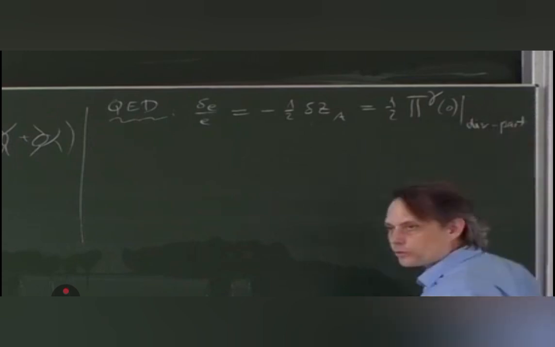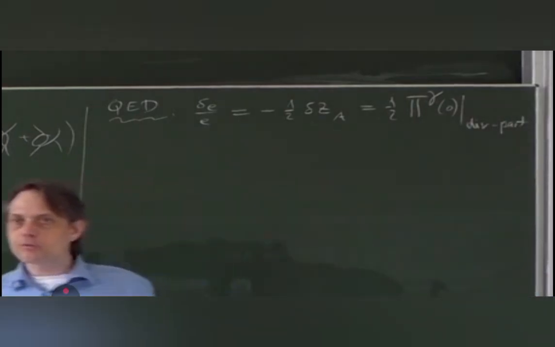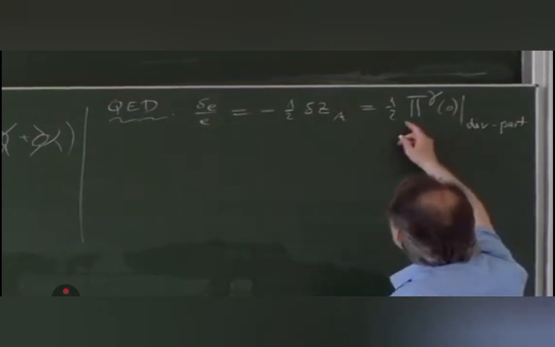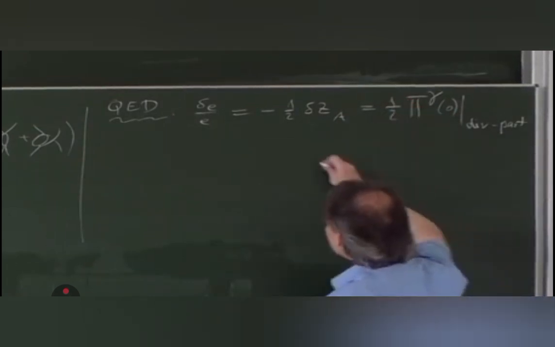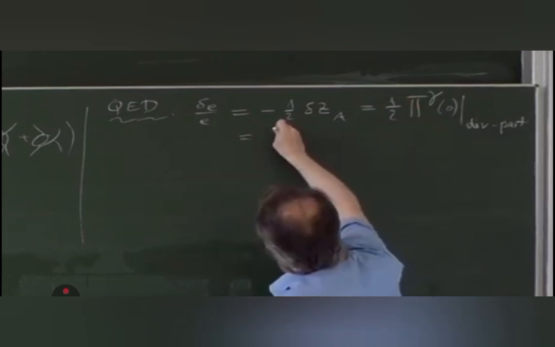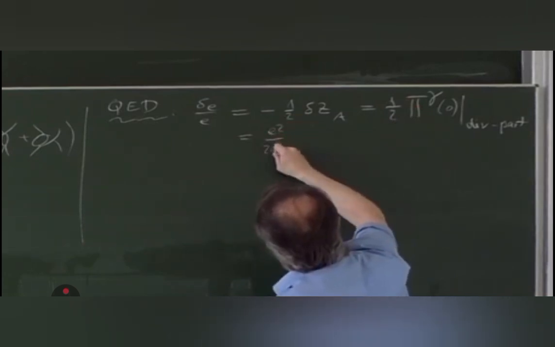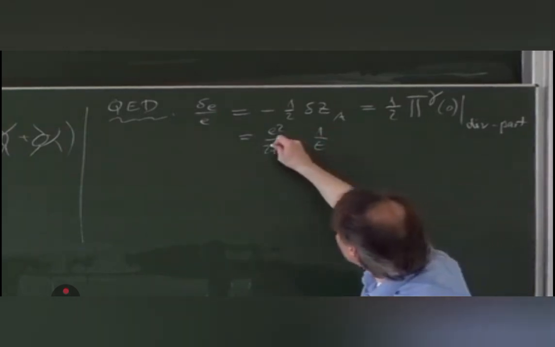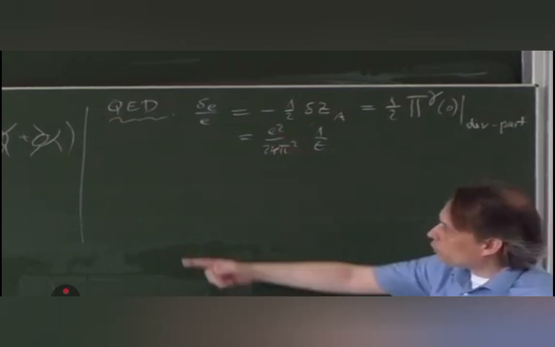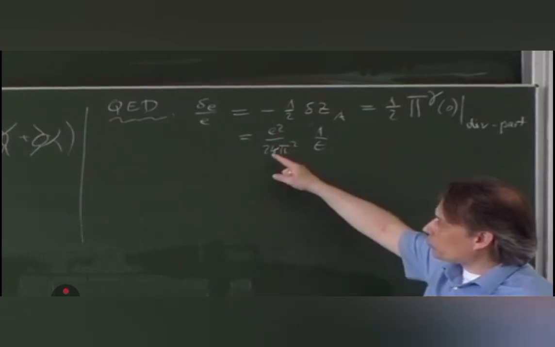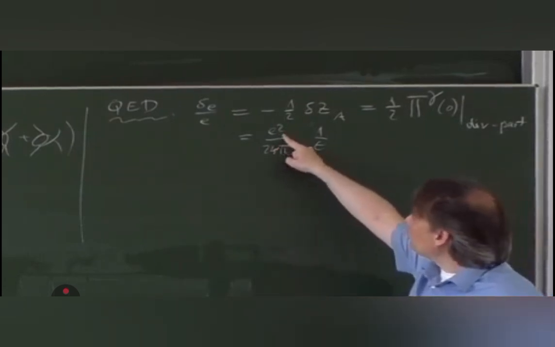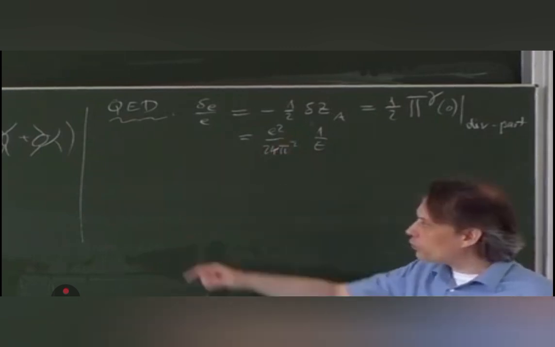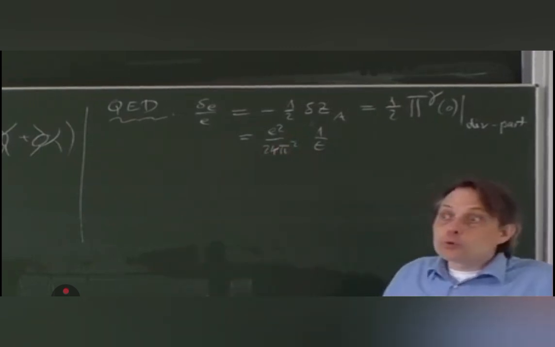The divergent part of the renormalization constants is of course always the same in every scheme, and we have already used this Π_γ, and so the result for δE over E is E squared divided by 24π² times 1 over epsilon in the MS-bar scheme. So similar to over there, but the exact prefactor is slightly different: we have 1 over 24 instead of 3 over 16. So these are typical results.